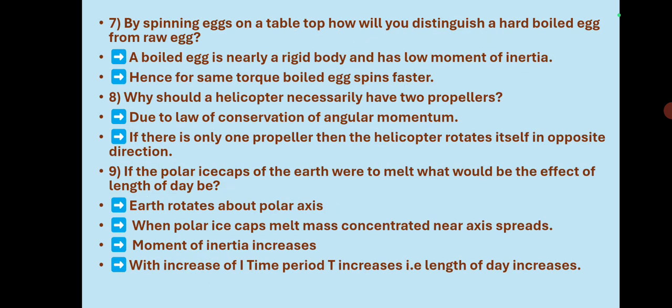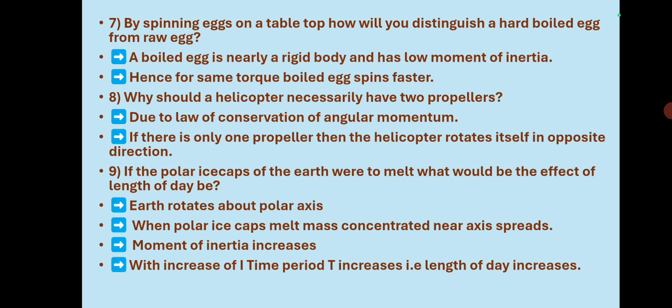Now next, by spinning eggs on a tabletop, how will you distinguish a hard boiled egg from a raw egg? A boiled egg is nearly a rigid body and has low moment of inertia. Hence, for the same torque, the boiled egg spins fast.